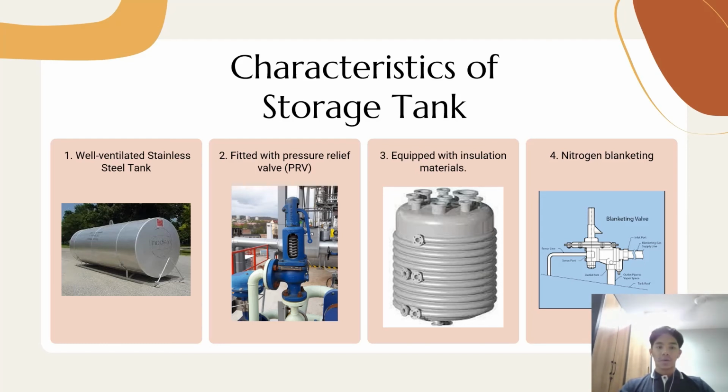Next, the tank will be fitted with a pressure relief valve which protects the tank from rupture or implosion by enabling the tank to breathe or vent. Third characteristic is our tank will be equipped with insulation material, for example a cooling jacket. And lastly, the tank is equipped with nitrogen blanketing to prevent acetone from coming in contact with oxygen.